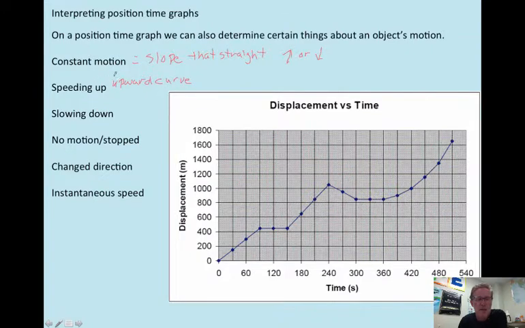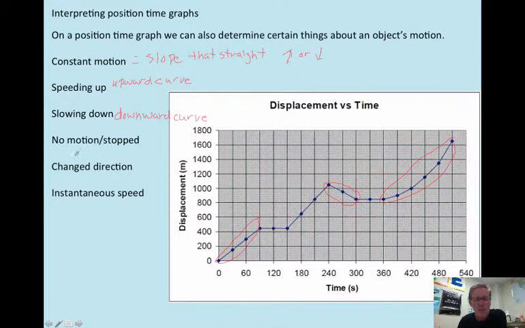Just going back to that constant motion so you can quickly see an example. This would be an example of constant motion. This would be an example of constant motion. And speeding up is going to be an upward curve. So there, this would be speeding up. Slowing down is going to be the opposite, so a downward curve.